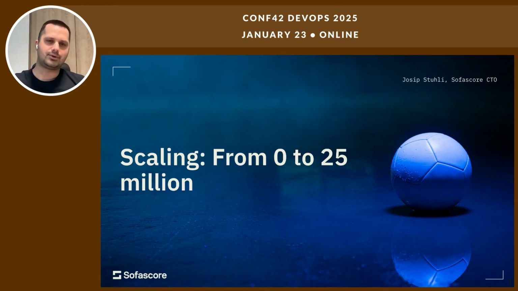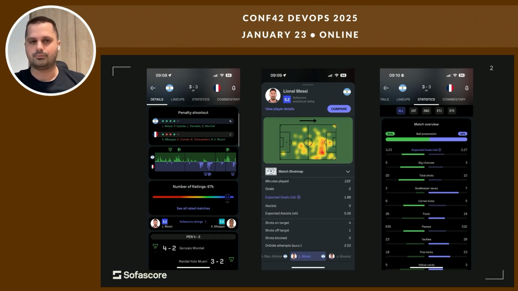Today we're going to be talking about scaling from 0 to 25 million. My name is Josip. I'm the CTO at a company called SofaScore, and we do a live score app that has a lot of sports in it.